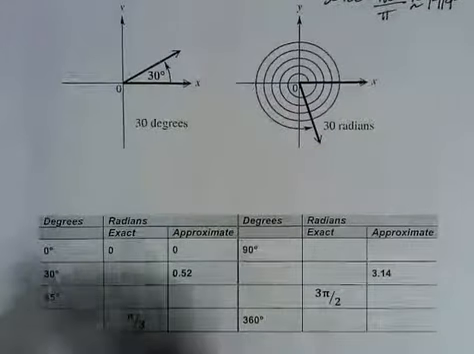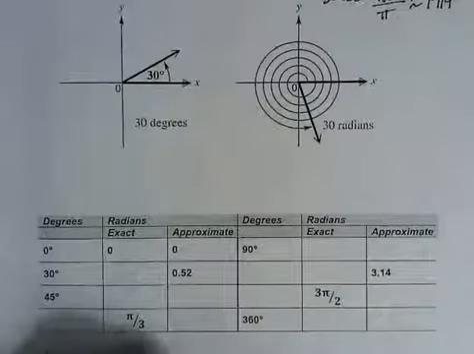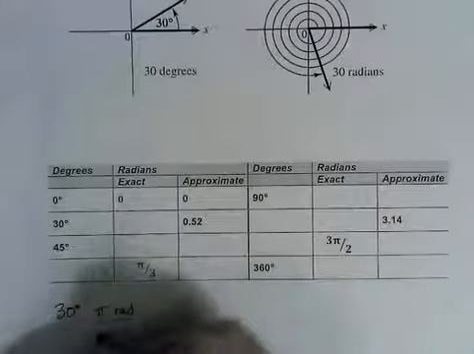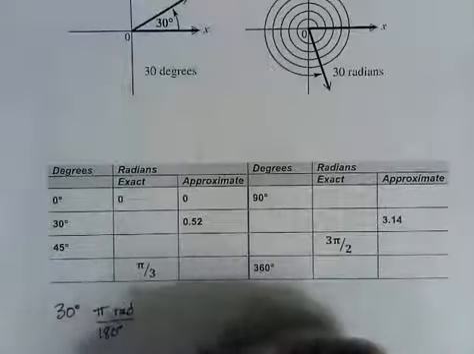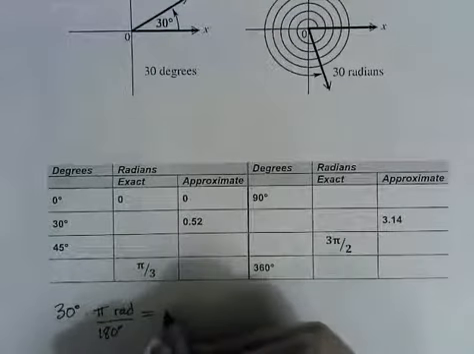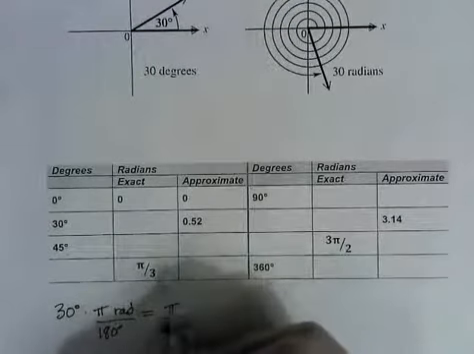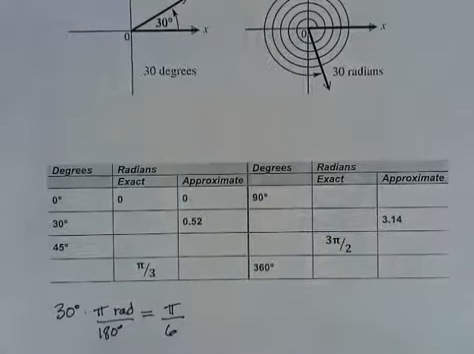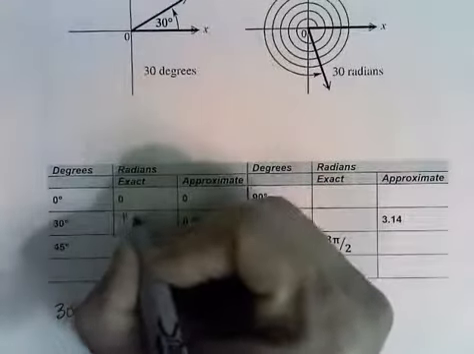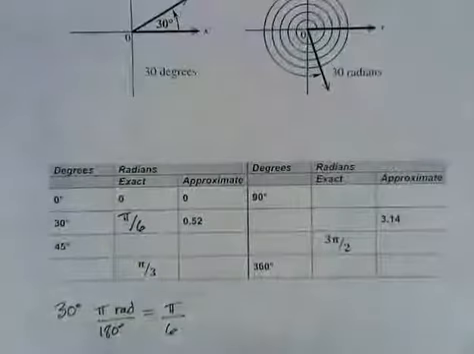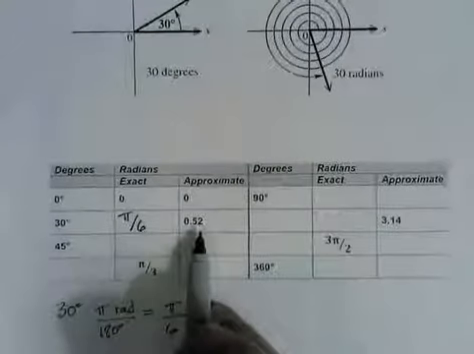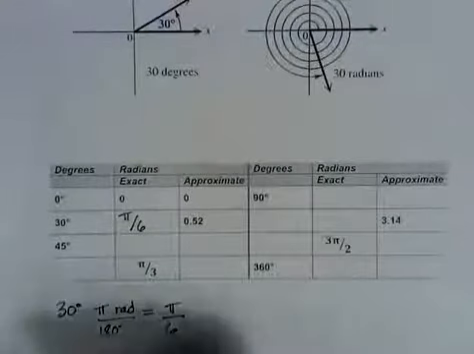If we have 30 degrees, if we convert that to radians, then we're multiplying by pi over 180 degrees. That's going to simplify to pi over 6. So this is the same as pi over 6 in radians. And here's the approximate value of that in radians.